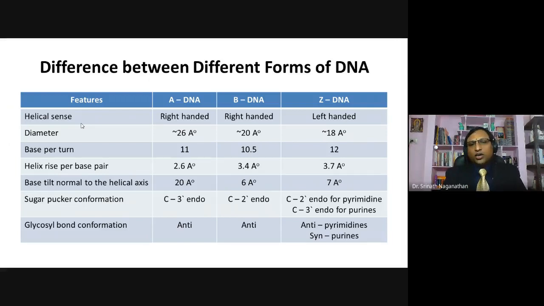And sugar pucker conformation, that is the structure formation, we will see in the next slide. In B it is C2' endo, in A it is C3' endo, and Z has both: purines have C3' endo and pyrimidines have C2' endo formation. The glycosyl bond conformation is anti-parallel; they have both. Anti is for pyrimidines and syn is for purines.